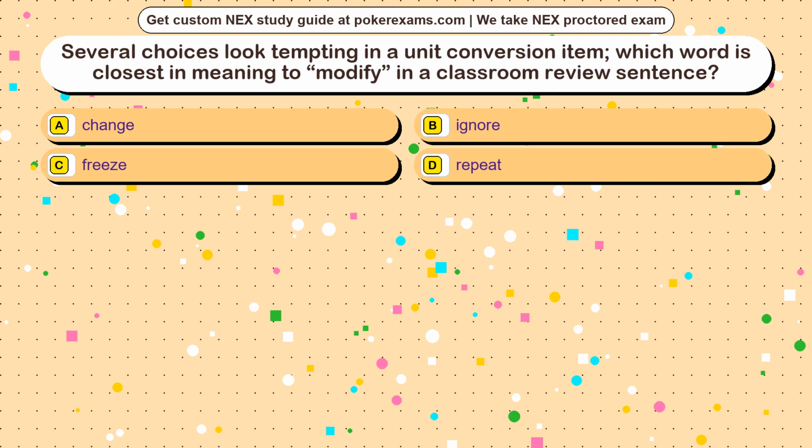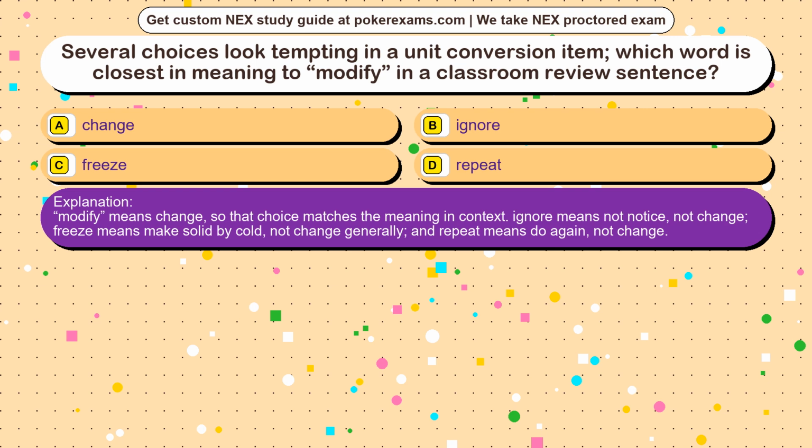The correct answer is option. Modify means change, so that choice matches the meaning in context. Ignore means not notice, not change. Freeze means make solid by cold, not change generally, and repeat means do again, not change.